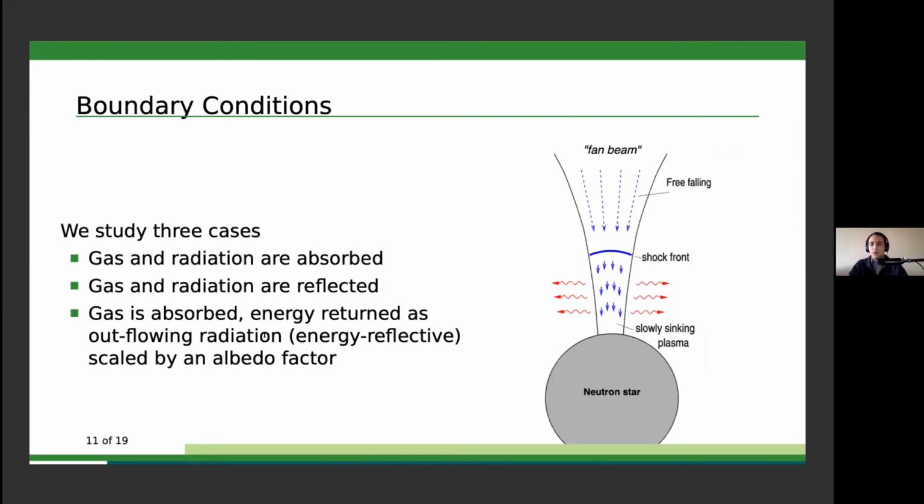Okay, so one of the focuses of this study, besides just the beaming, was actually testing different boundary conditions. So there's sort of 3 different boundary conditions that we considered, okay?